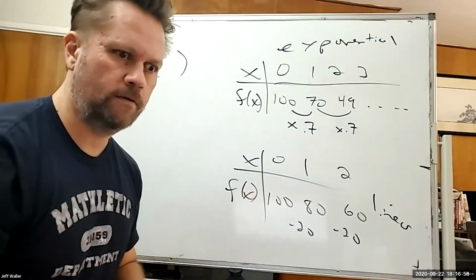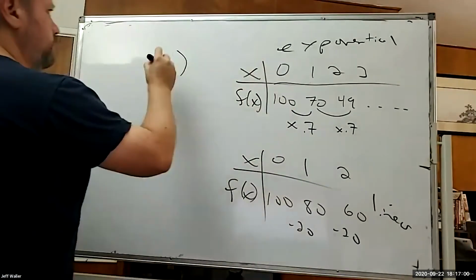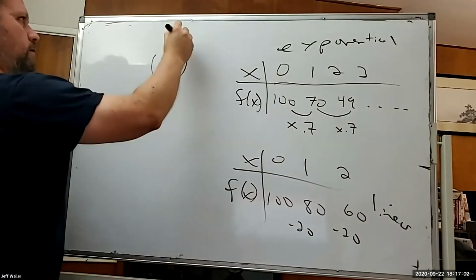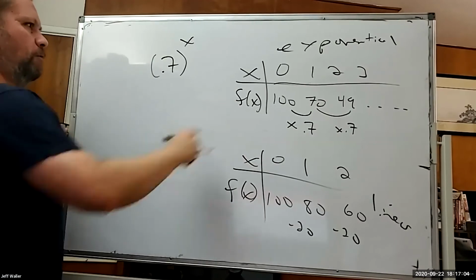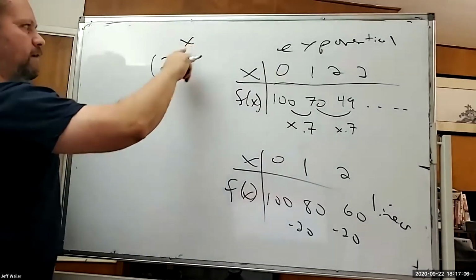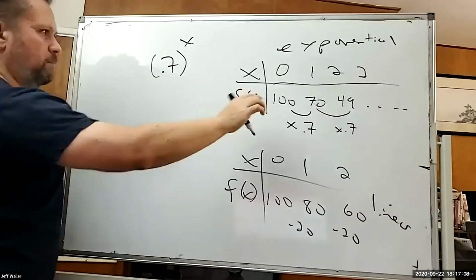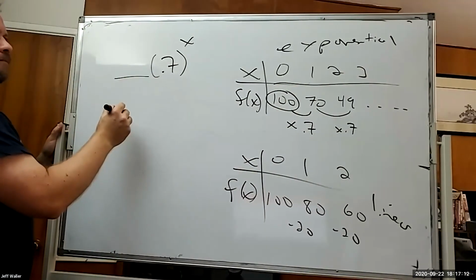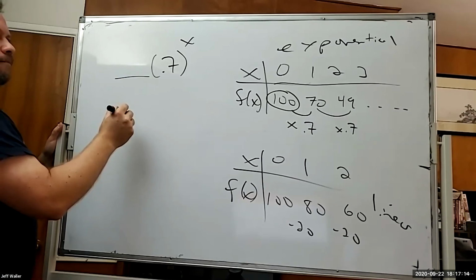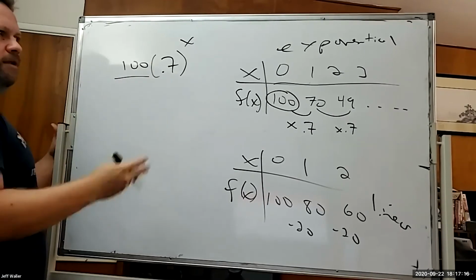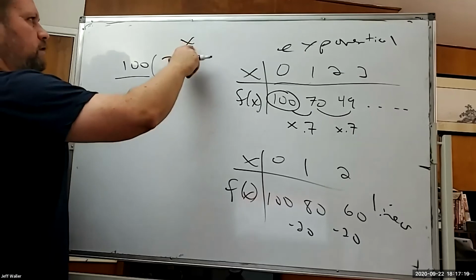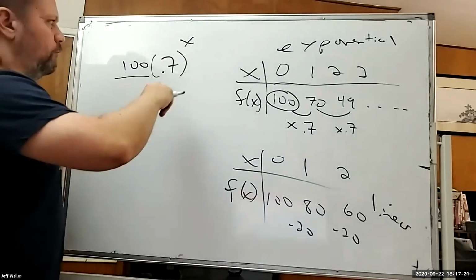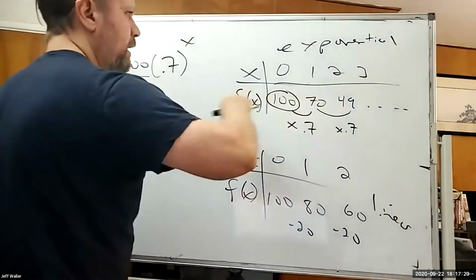You keep multiplying by 0.7. Yeah. And when I put a 0 in, 0.7 to the 0 is 1, but I'm supposed to get 100 output. So what should be here? Times 100. Yeah. And then you can double check. 0.7 squared is 0.49, times 100 is 49. Yay.